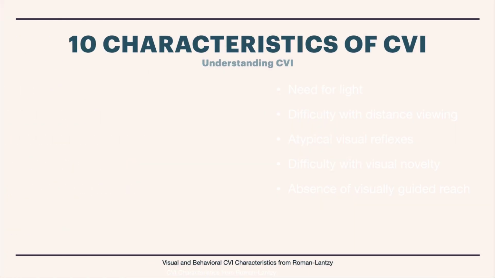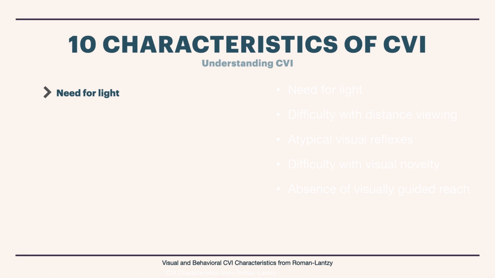As we move away from complexity and continue along the remaining visual and behavioral characteristics of CVI, the next is now referred to as need for light. An individual with CVI may have an attraction to light. In some cases, children can be observed staring at primary sources of light. This may be overhead lighting or sunlight glaring in the window.